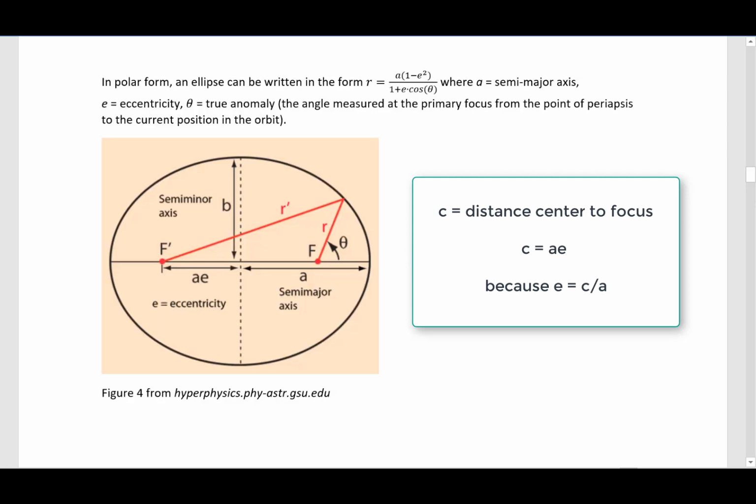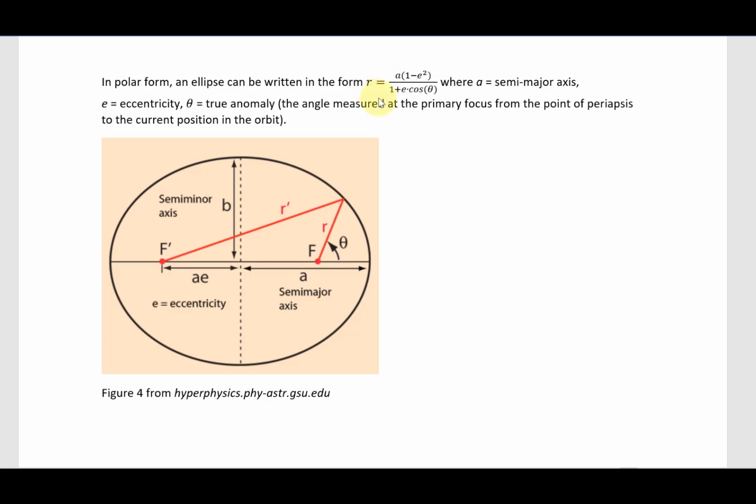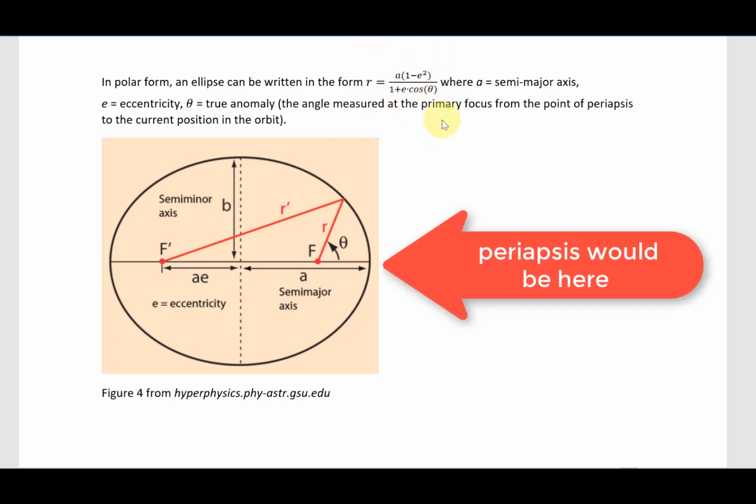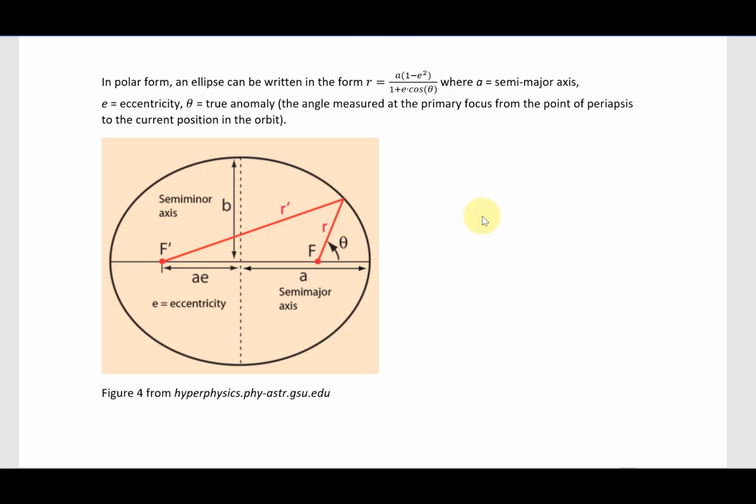So once we have an elliptical orbit, it can be written in a polar form with this type of equation here. This is the polar form of an ellipse. And A represents the length of the semi-major axis. E represents the eccentricity. It's a measure of how oval the shape is.